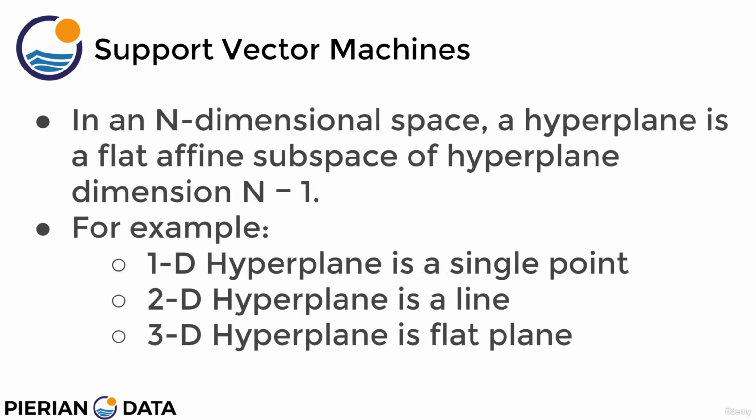Formally speaking, in an n-dimensional space, a hyperplane is a flat affine subspace of dimension n-1. For example, in one dimension, a hyperplane is really just a single point. In 2 dimensions, the hyperplane is a line, and in 3 dimensions, the hyperplane is a flat plane. Keep in mind, though, typically when we're just discussing planes and hyperplanes in 1 dimension, 2 dimensions, and 3 dimensions, we don't actually use the term hyperplane. We use the terms point, line, and plane. It's not until we really get to 4 dimensions and beyond that we use the terminology of hyperplanes.